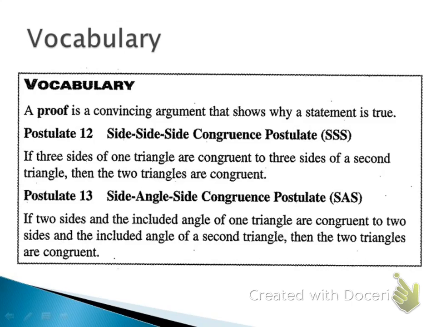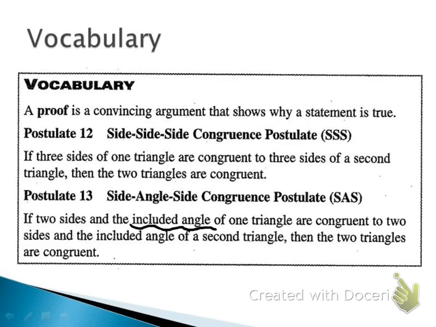Alright, here's your vocabulary words. These will actually cover today and tomorrow, so it looks like a lot, but it's 2 days worth of vocabulary. So the first vocab word is proof, and then you'll just have the 2 postulates. There is a very important part that needs to be emphasized in that second postulate, and it is this, the included angle. So underline that as you're writing these. So I'll give you a couple minutes and then we'll discuss these.